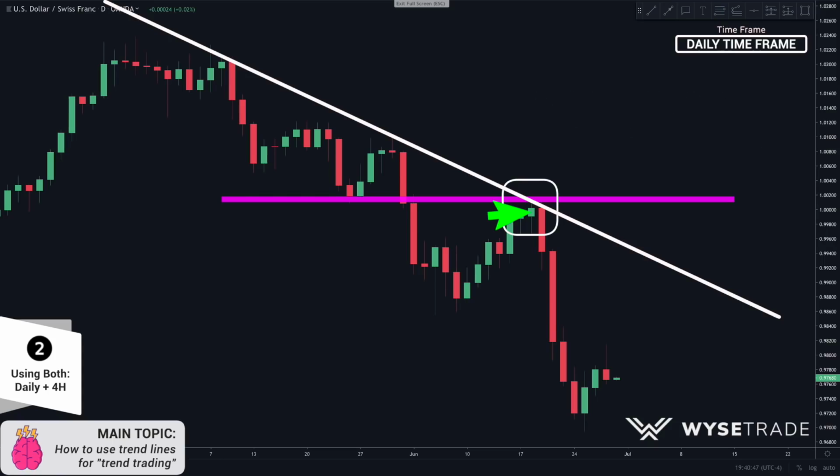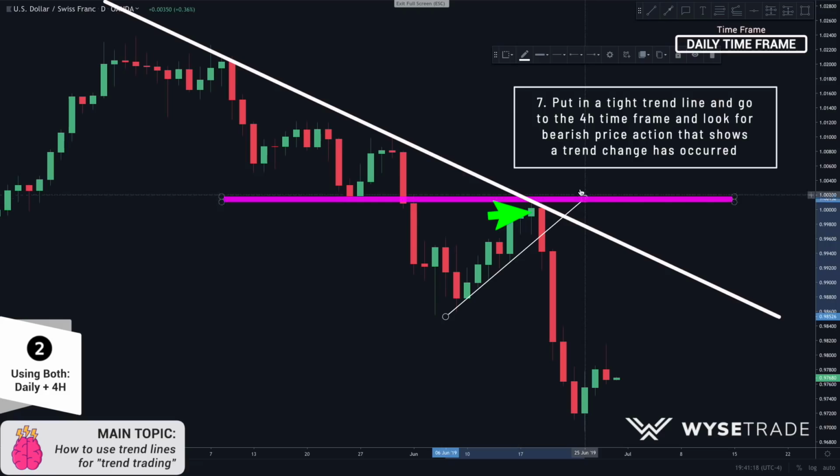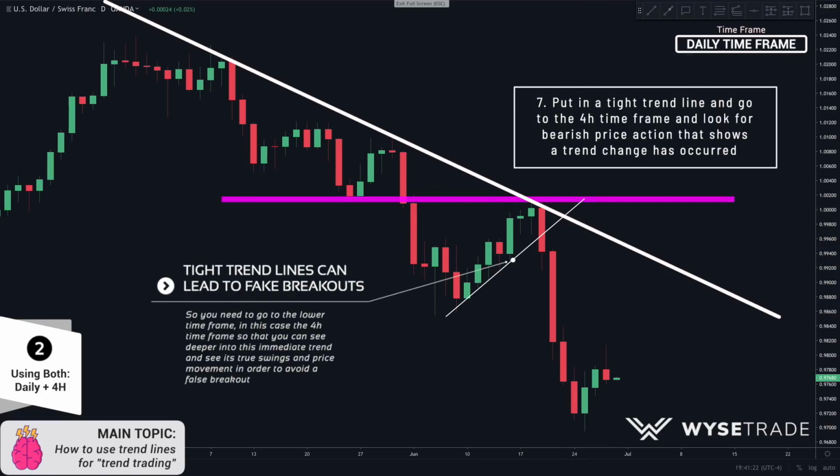So here's where you take your skill set up a notch. Since we had a candlestick reaction and formation at this axis point, we then put a tight trend line in like this. The problem with tight trend lines is that they can often lead to fake outs. So how do we get around this problem?